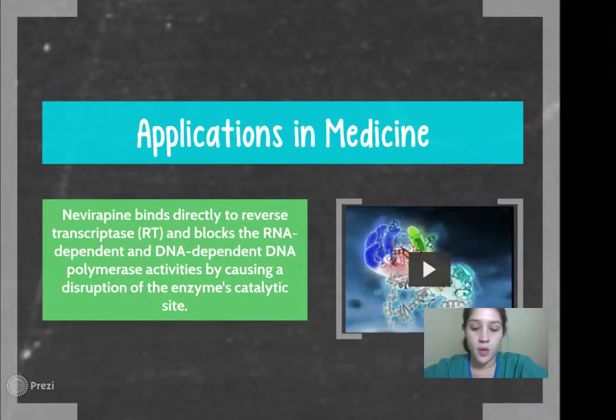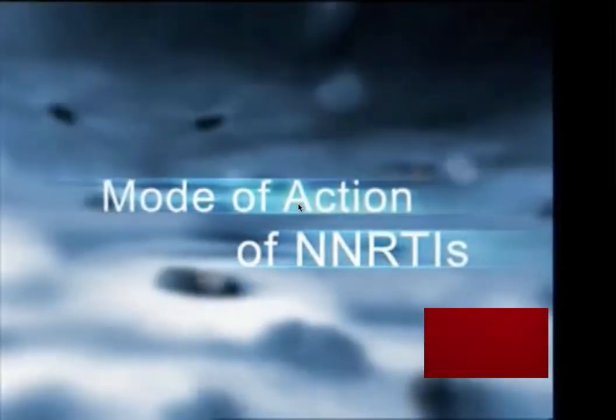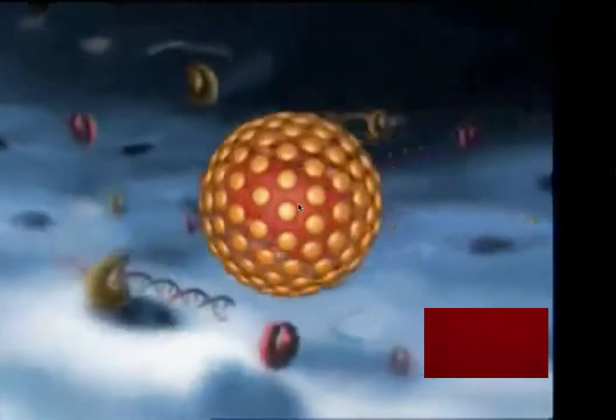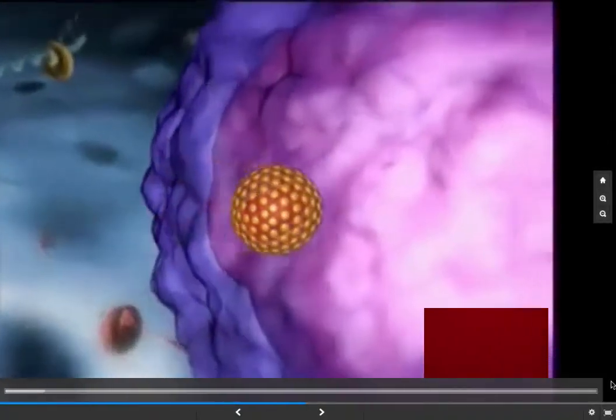Now, what is the mechanism of action? So this drug is going to bind directly to the reverse transcriptase, and it's going to block the RNA-dependent and DNA-dependent DNA polymerase activities by causing a disruption of the enzyme catalytic site. HIV-1 is a virus with a high replication rate.